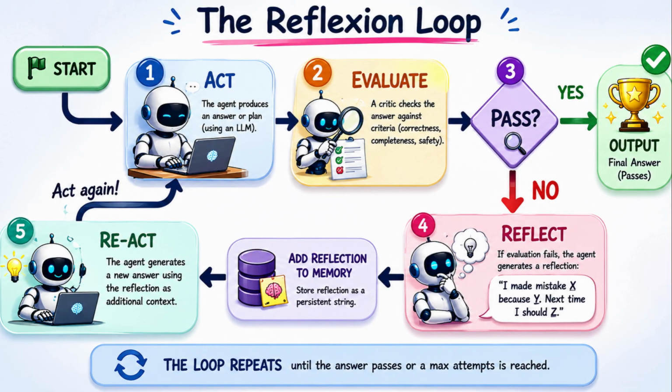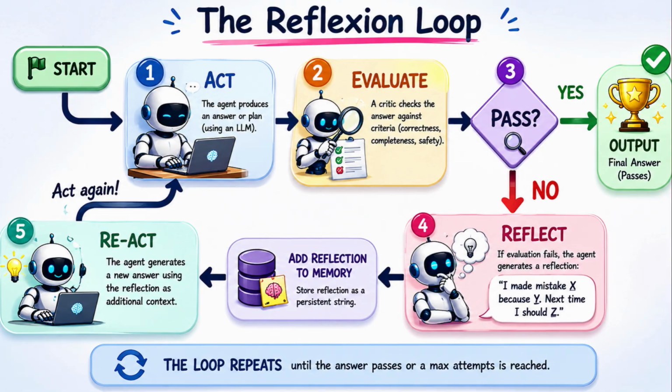The reflection loop has 4 steps: act, evaluate, reflect, react. Act. The agent produces an answer or plan. Evaluate. A critic checks the answer against criteria like correctness, completeness, safety. Reflect. If evaluation fails, the agent generates a reflection.